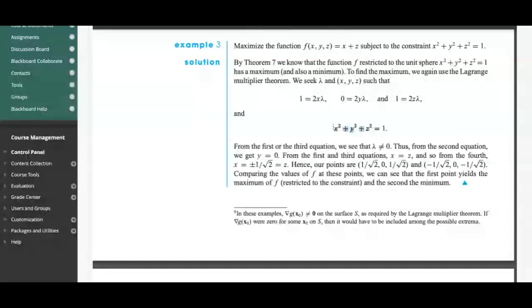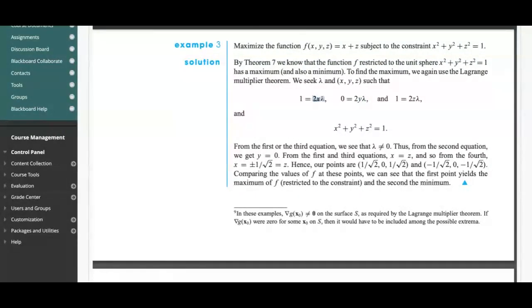Then we have this constraint. So we have a system of 4 equations. So we have to solve this system of 4 equations. Well, lambda cannot be 0. Lambda can be positive, can be negative, it will never be 0. So that means forces y to be 0. So forces y to be 0 here.